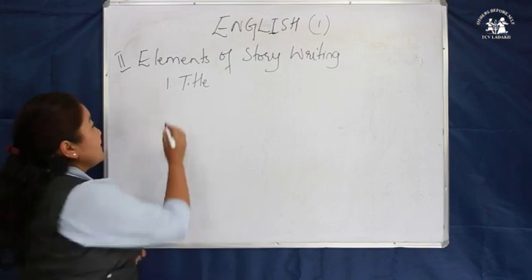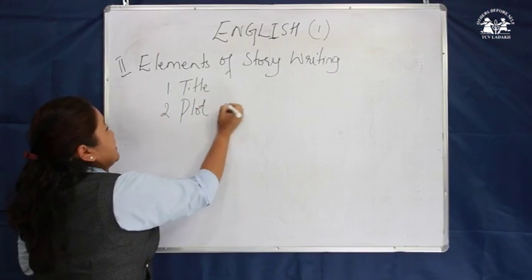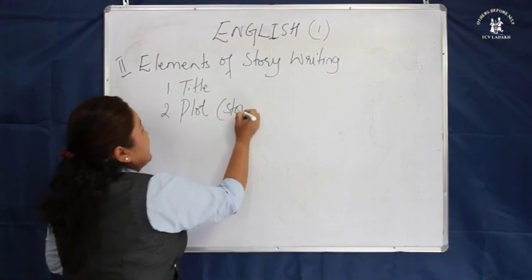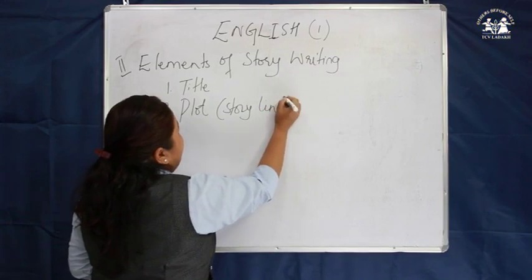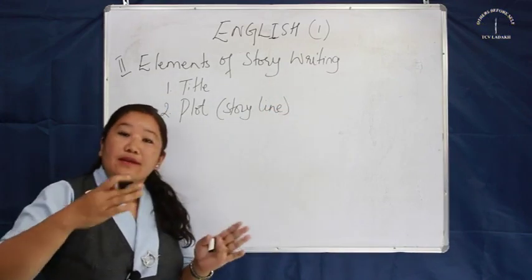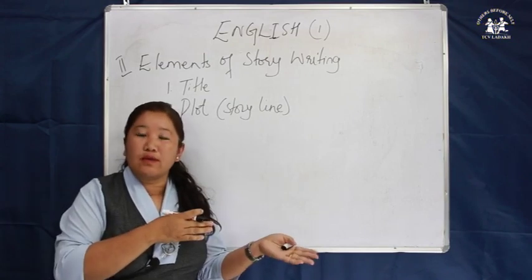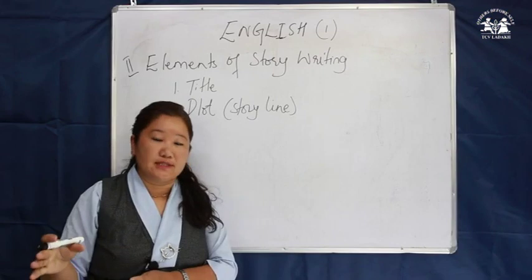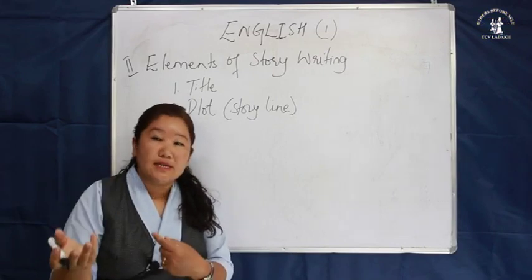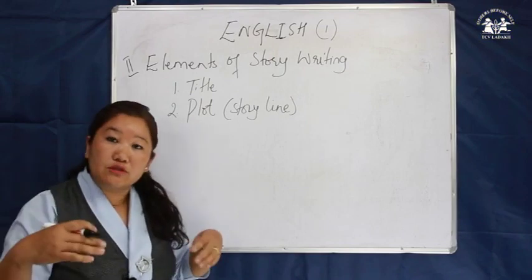The second thing is the plot of the story. The plot here means the storyline. What kind of story are you going to write? In all the ways you have to write your story. The story should be very, very interesting so that it connects with the reader. That's why you have to think about the plot.